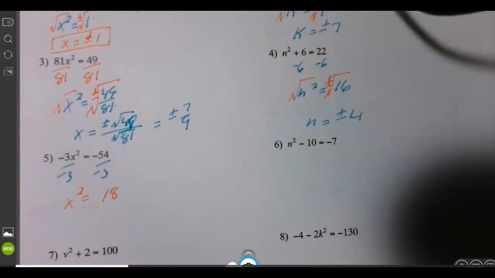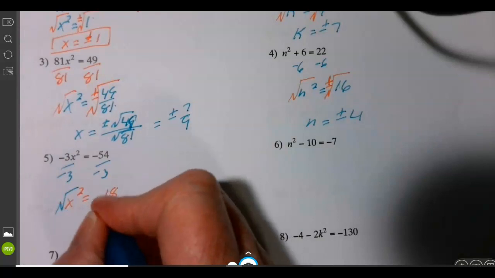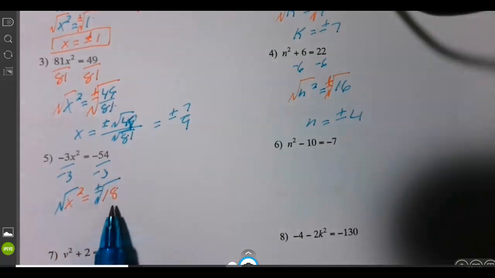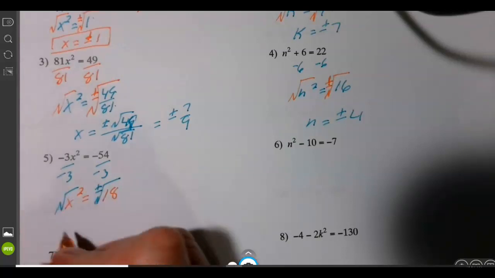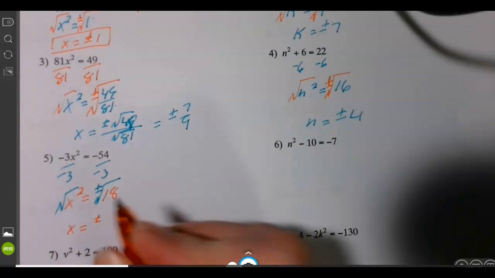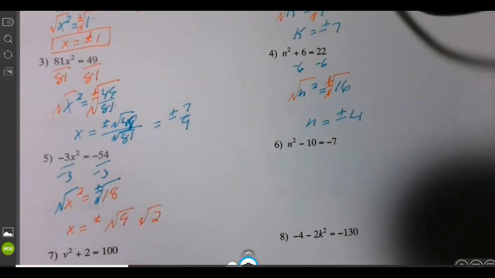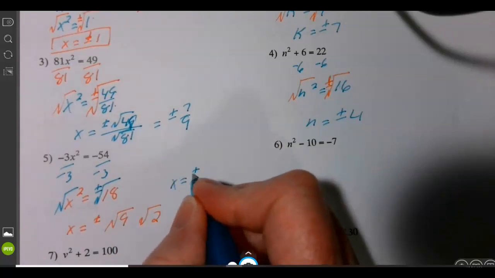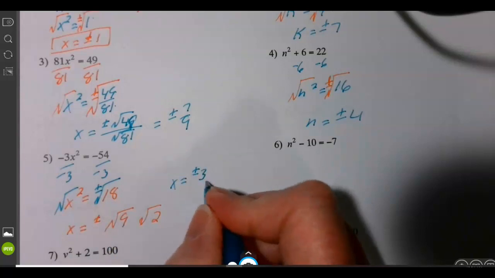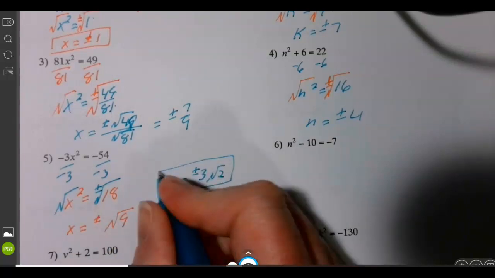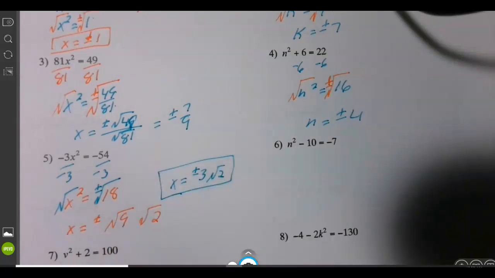We're going to take the square root of both sides. Now, up until now, we've had all perfect squares. Is 18 a perfect square? No, it's not. So what we're going to have to do is break that down. So that is equal to plus or minus, but we're going to break 18 into perfect square and non-perfect square. And when we do that, we get x is equal to plus or minus square root of 9 is 3, square root 2. Okay?